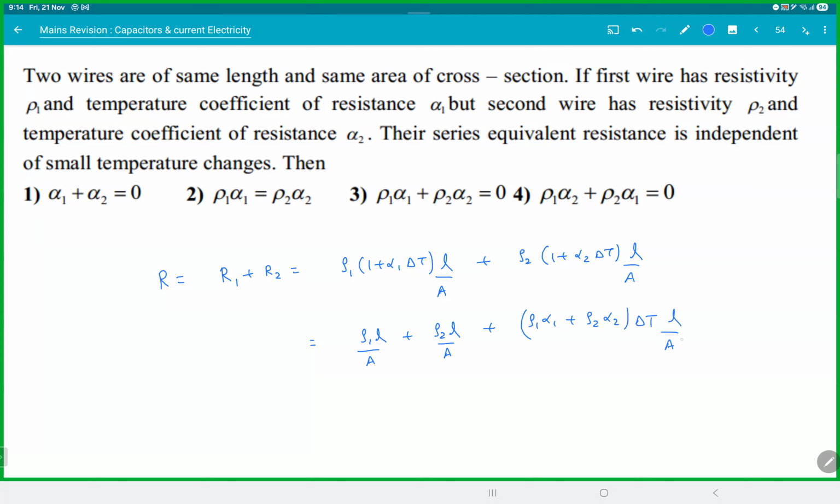So you don't want it to depend on temperature. So therefore this coefficient has to be 0. If for all delta T this should not change, then rho 1 alpha 1 plus rho 2 alpha 2 must be 0. This is what I was saying. One must be a semiconductor whose alpha is negative, and negative alpha indicates resistance decreases with temperature.